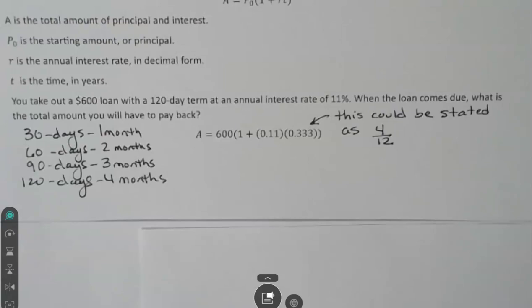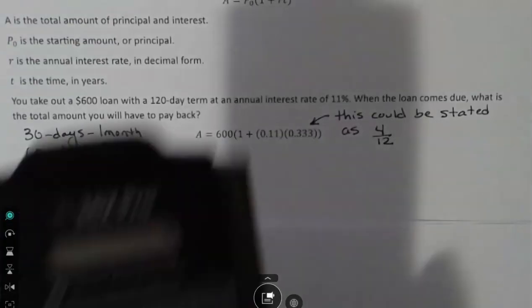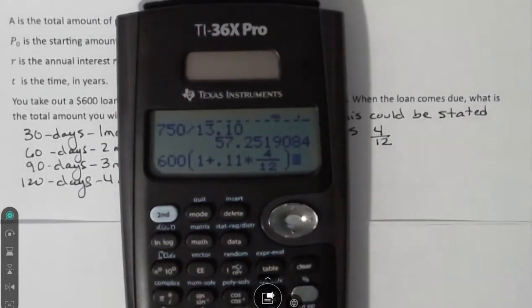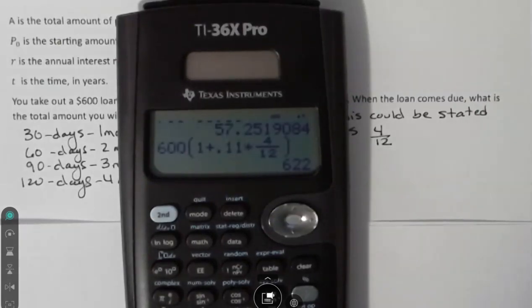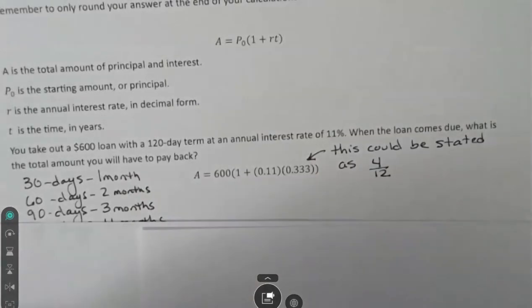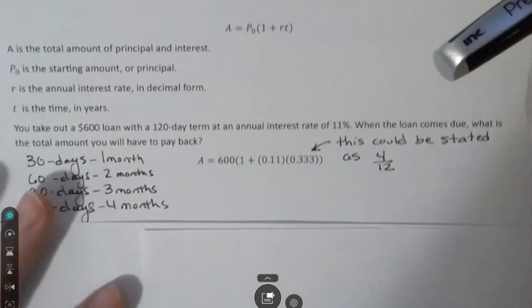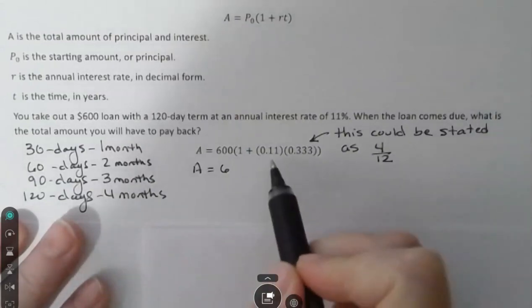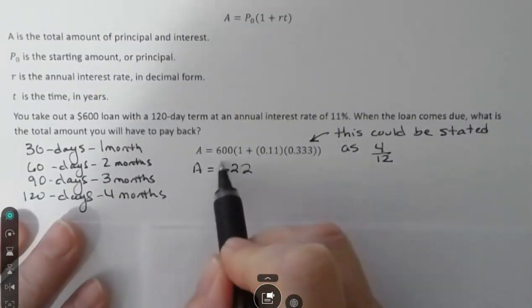I don't know what kind of calculator you have, but in my calculator I can do 4/12 very easily as part of my calculation, and I think you can see that. So if I'm doing 600 times 1 plus 0.11 times 4/12, that's going to give me a very accurate answer without rounding along the way. That tells me exactly $622 is what I'm going to have to pay back after I'm done with that. 11% is a high loan, by the way, high interest.